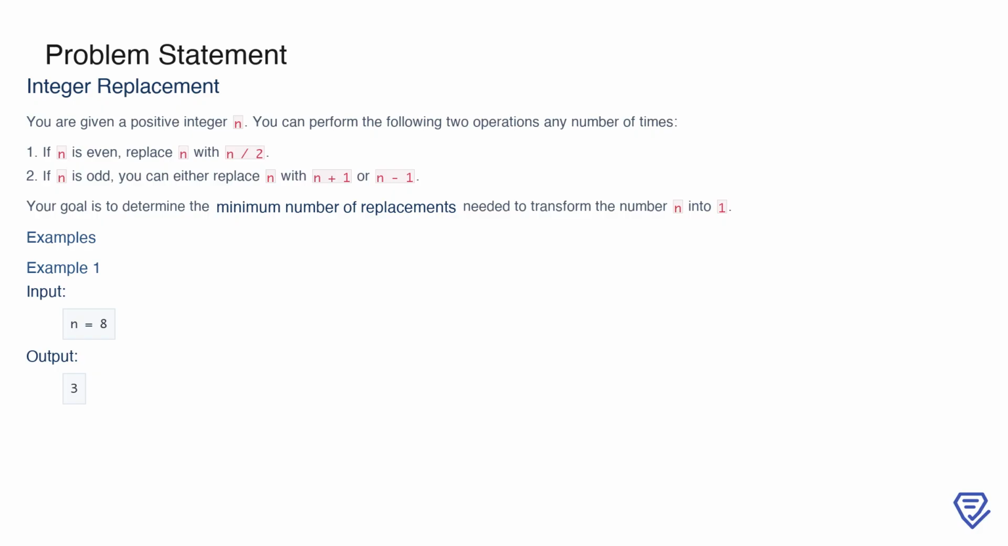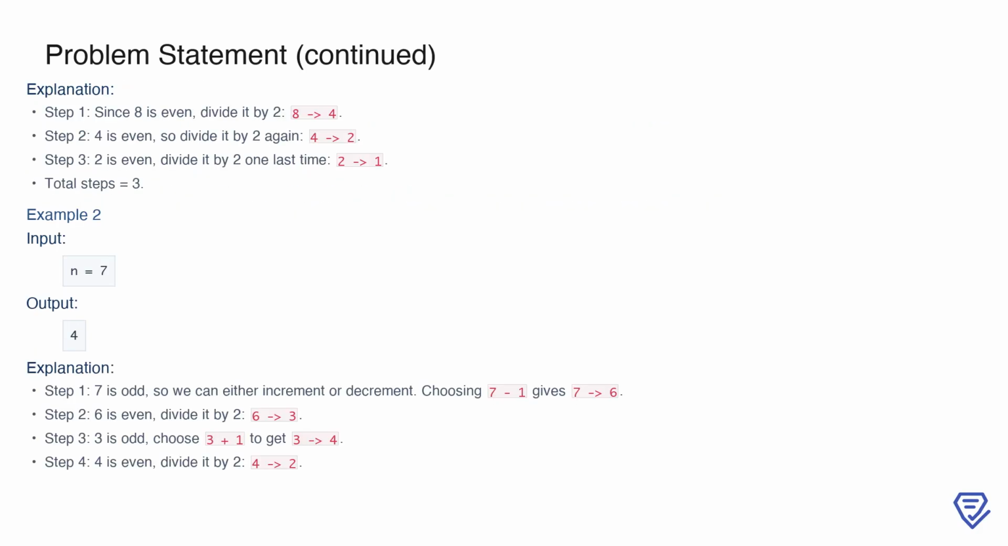Let's look at an example to better understand this. For an input of n equals 8, the output is 3. This means it takes 3 operations to reduce 8 to 1 using the given rules. Let's break down the steps to see how this happens. Starting with n equals 8, we first see that it's even, so we divide it by 2 to get 8→4. Next, 4 is also even, so we divide it again, 4→2. Then, 2 is even as well, so one final division gives us 2→1. This process required a total of 3 steps.